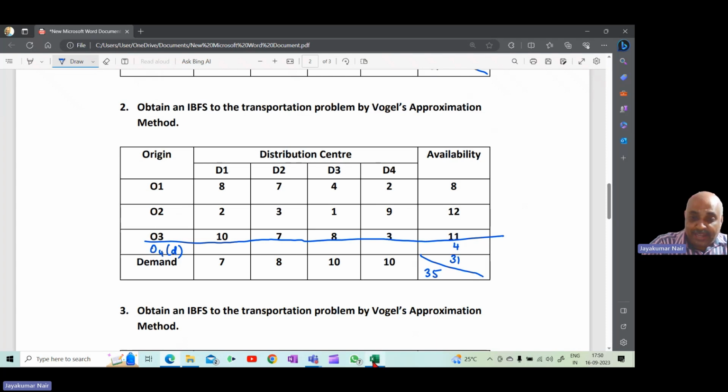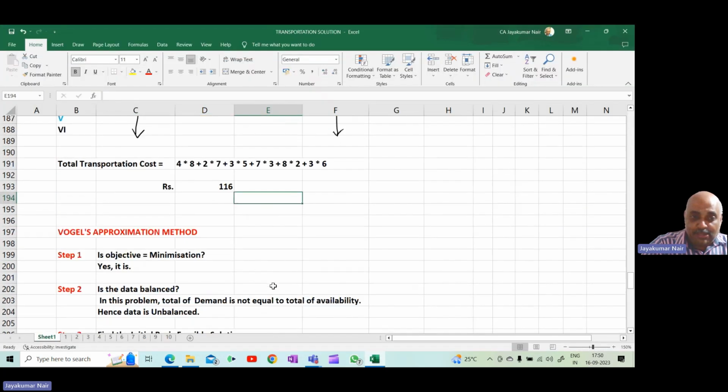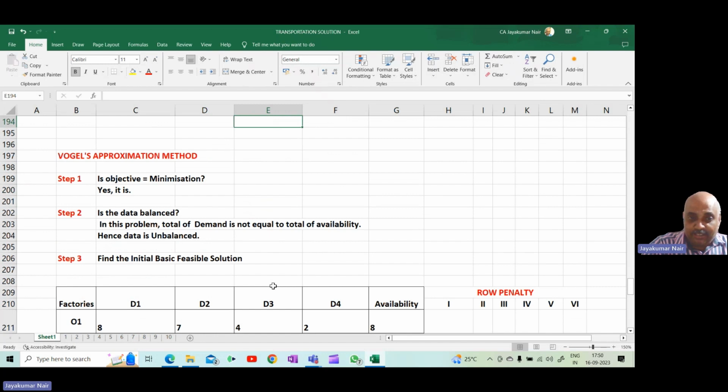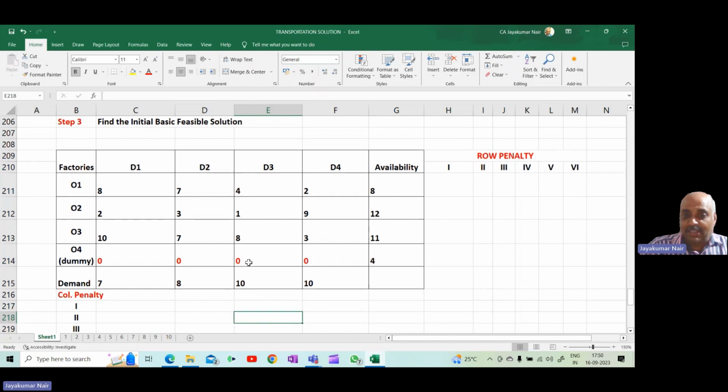So I'm going to rewrite this particular table. So first one, again, objective is minimization. Whether data is balanced or unbalanced, you know the data is unbalanced. Then we go in for calculating initial basic feasible solution. So I have made a dummy row now. So in the dummy row, the availability is 4. Only then when you add 8 plus 12 plus 11 plus 4, you get 35. And here also 7 plus 8 plus 10 plus 10, you get 35. Therefore, it becomes a balanced data.